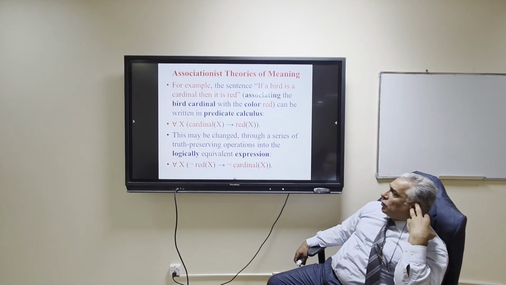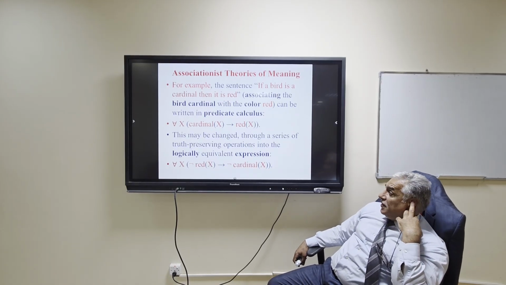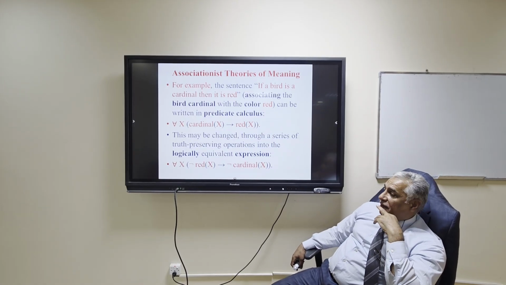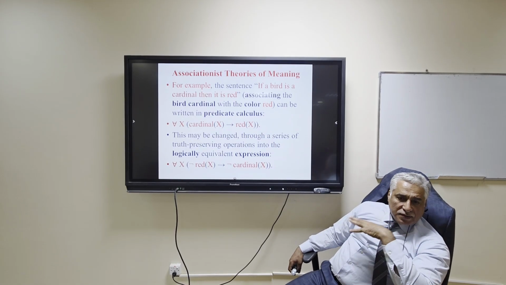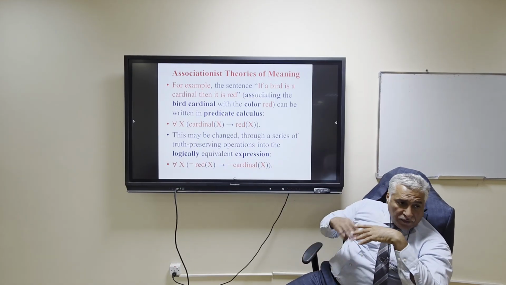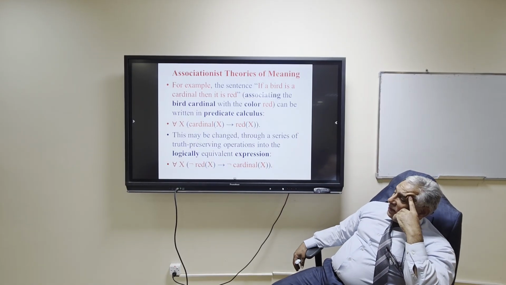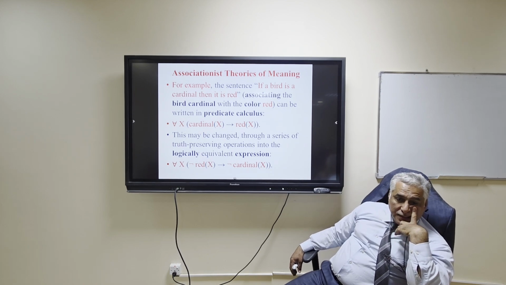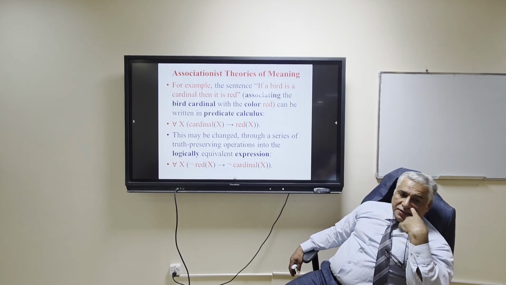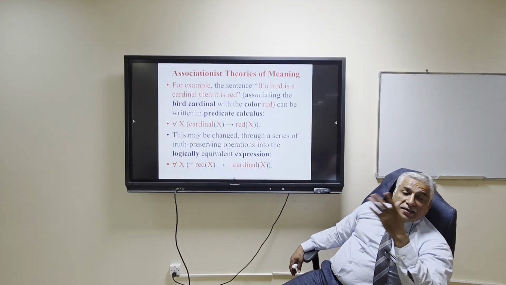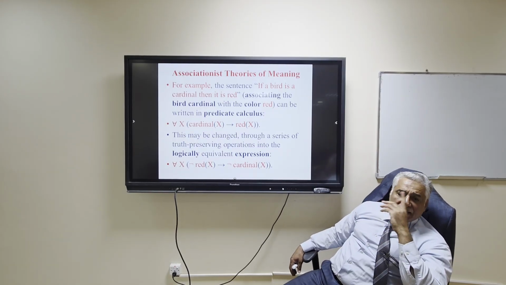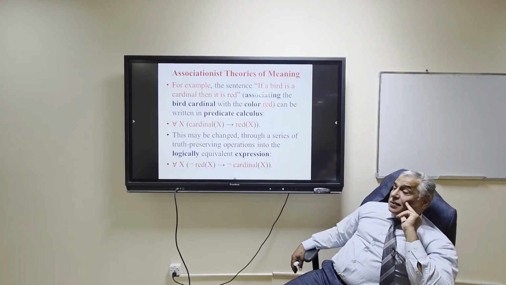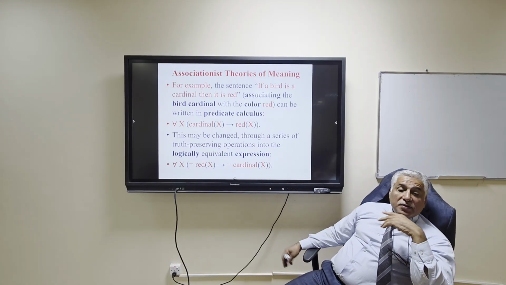This may be changed through a series of truth-preserving operations into logically equivalent expressions. For example, this is represented by the other formula or expression: for all x, not red(x) implies not cardinal(x). Or this is read in English: if x is not red, then certainly it will not be a cardinal.